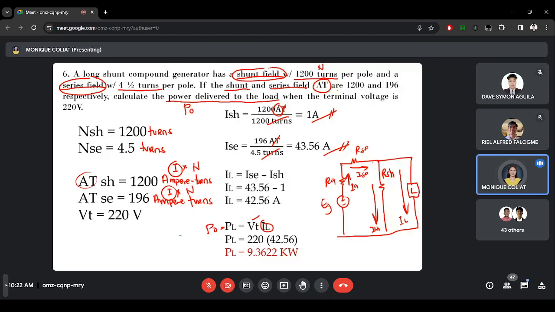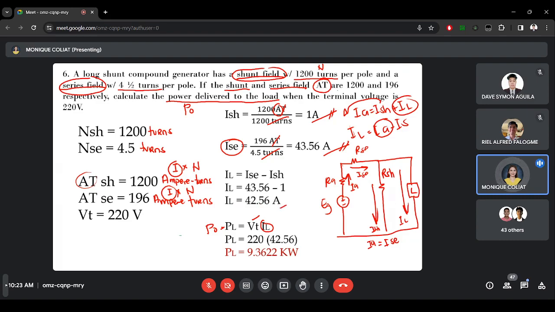Okay. So, kung makikita ninyo, si IA dito ay equal kay ISE. Diba? So, this means IA is equals to ISH plus IL. And to get IL, lipat mo lang to sa kabila. That will be IL is equals to IA minus ISH, wherein IA is equal to ISE. So that it will be ISE minus ISH is equals to 43.56 minus 1, and IL is equals to 42.56 ampere.